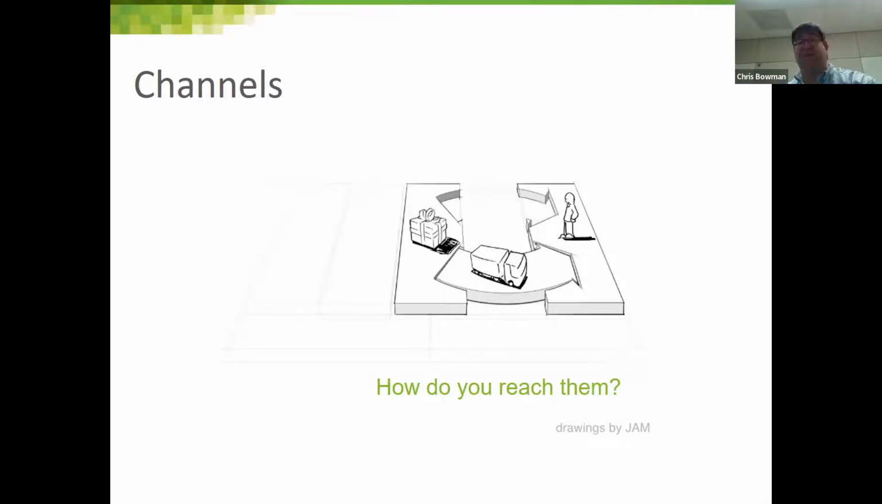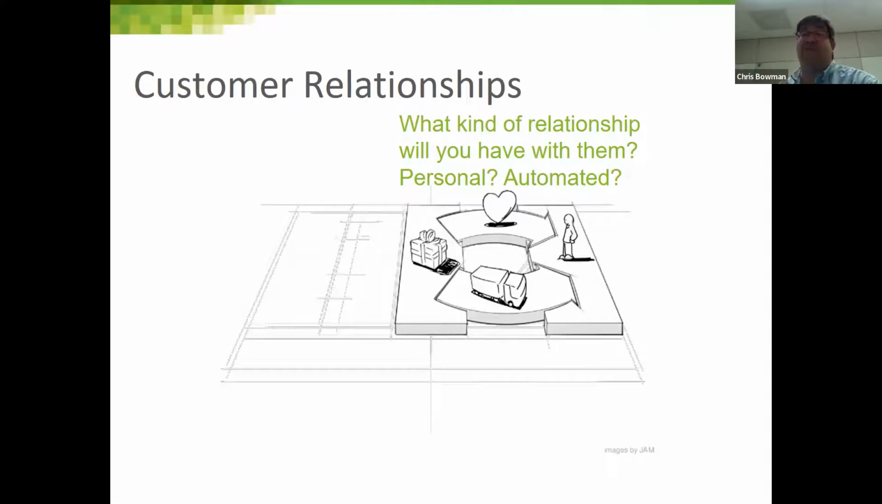So this is very general. It applies to sort of all businesses. How am I going to reach my customers? And what kind of relationships am I going to have with my customers? The relationship that Air Canada has with a customer is very different maybe than the relationship that Amazon has with the customer, which is going to be very different than the relationship that your lawyer has with their customer. Things can be more personal or more automated.